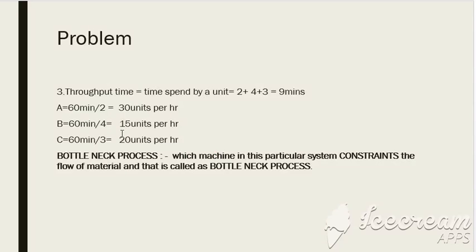Next is throughput. Third one, it's the throughput time spent by a unit. When we add all the times here, it is 9 minutes. So the bottleneck process means which machine in this particular system constrains the flow of material, and that is called the bottleneck process.